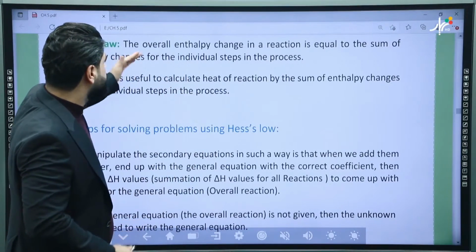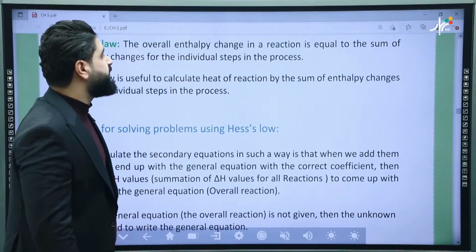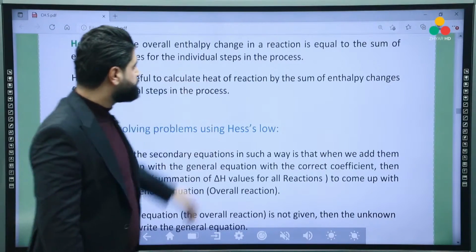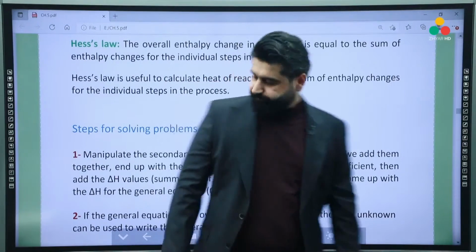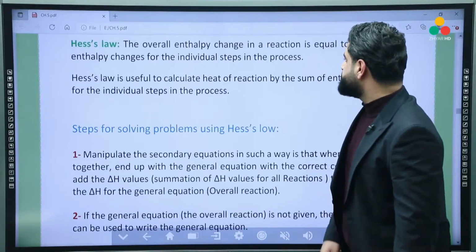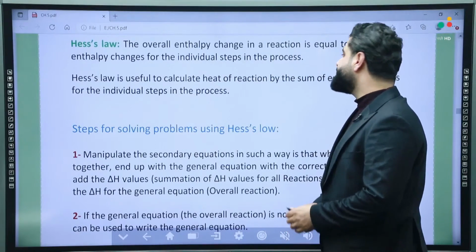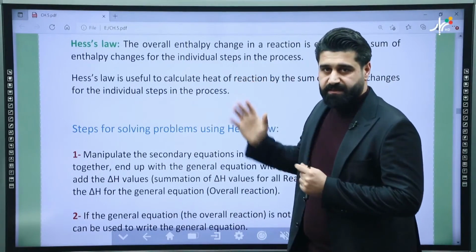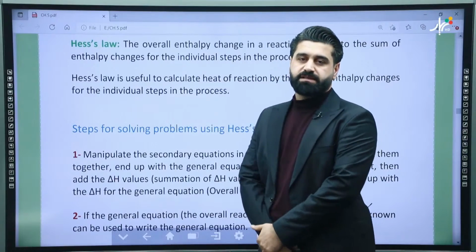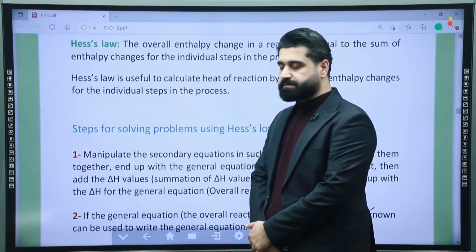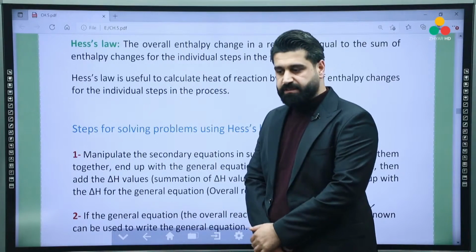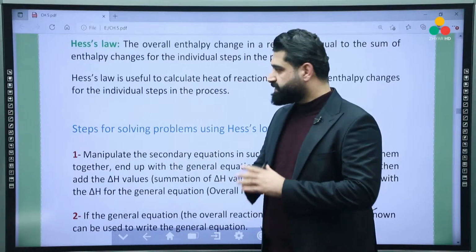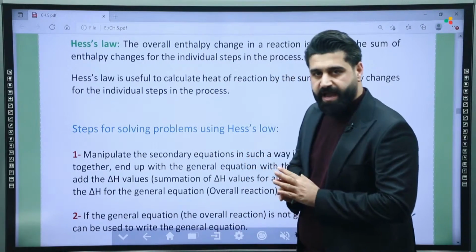Look, Hess's law: the overall enthalpy change in a reaction is equal to the sum of enthalpy change for the individual steps in the process. A very complicated definition. Let me explain. Hess's law says that enthalpy of reaction remains constant. It doesn't matter whether the reaction passes through a single step or multiple steps. The point is enthalpy of reaction is constant.